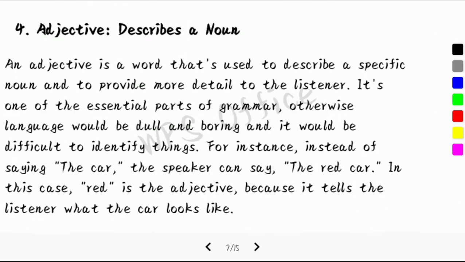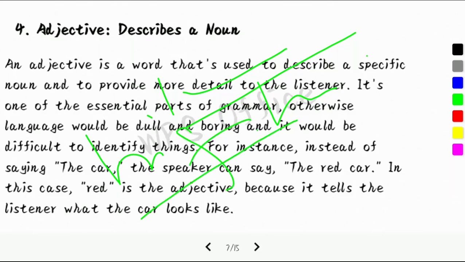For instance, instead of saying the car, the speaker can say the red car. In this case, red is an adjective because it tells the listener what the car looks like. We say the red car, it defines the car that it is a red car. And we say big house, it defines the house that it's a big house. So adjectives are those words which describe nouns.